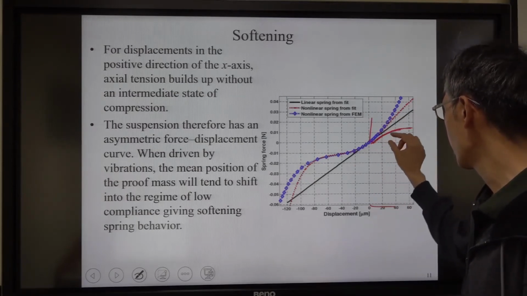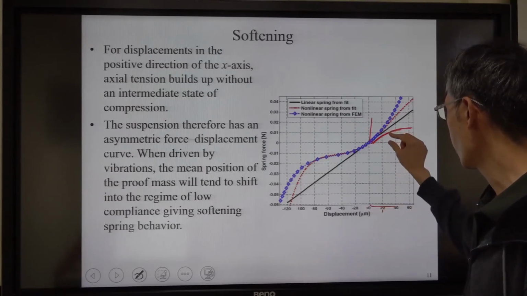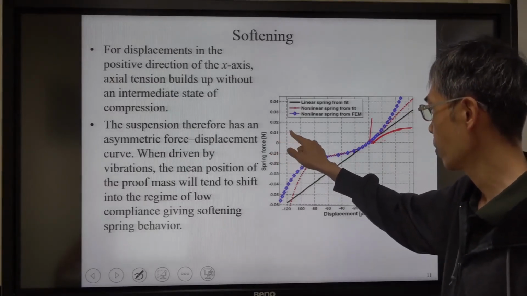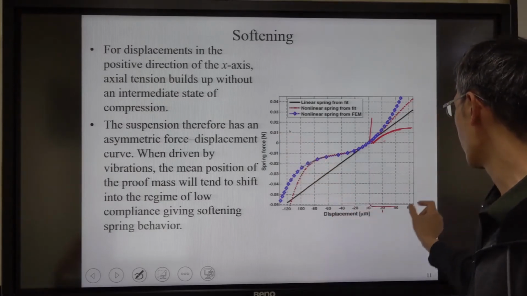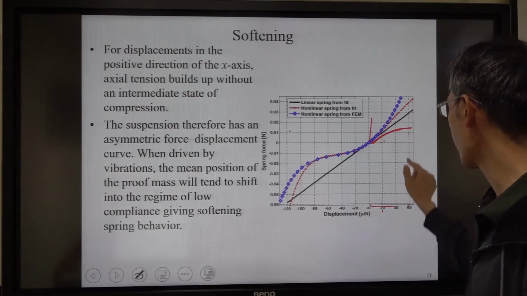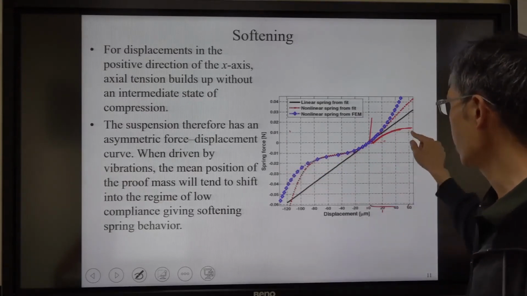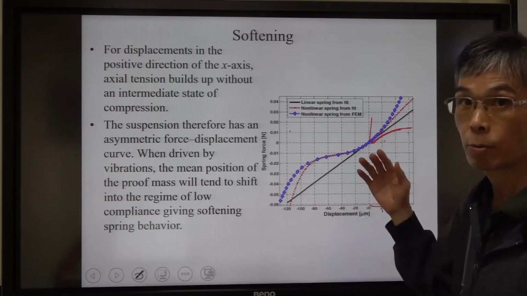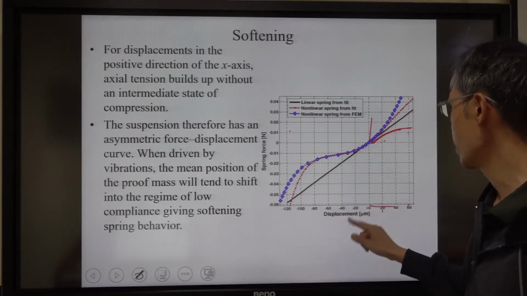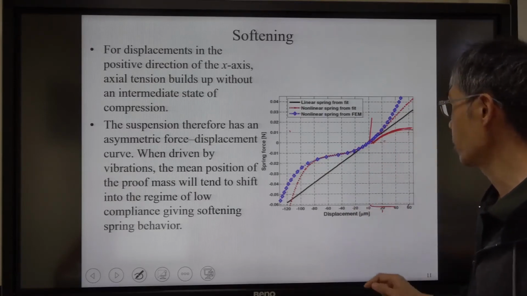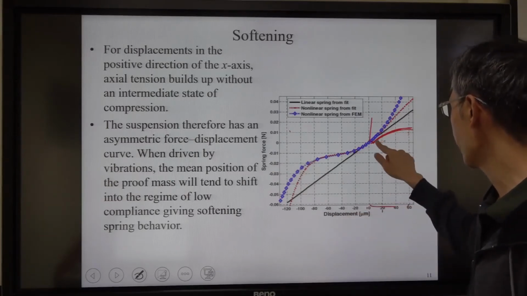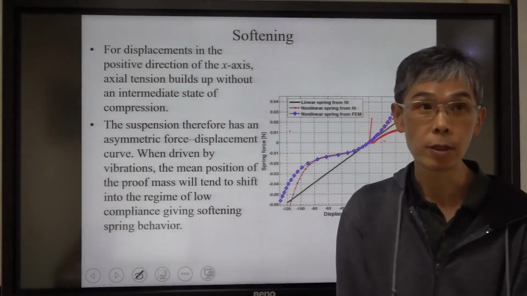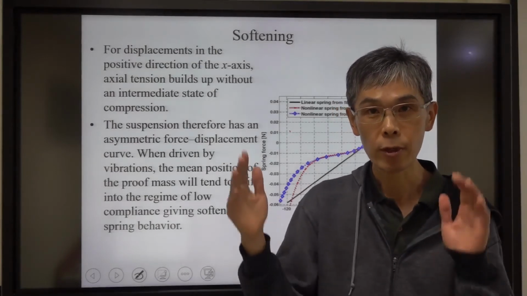So at the beginning, from 0 to 20 micro, we may require the increase in force, like say 0.01 newton. But in this range, we increase the displacement 20 micro, and the increase in the spring force may only be 0.005 newton. So it becomes easier to deform the beam. So this type of spring, with the spring force and displacement following this type of curve, is softening. For softening spring also, we can have large bandwidths.